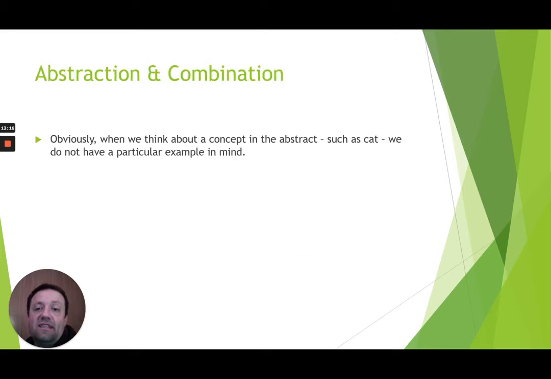Now, this then leads us to abstraction and combination. All right, so when we think about a concept in the abstract, such as a cat, we do not have a particular example of a cat in mind. We've just got this idea of a cat.